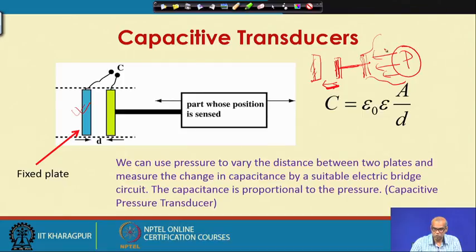So, accordingly, a capacitance will be formed. The change in capacitance can be considered as a measure of pressure. So, this now becomes a capacitive pressure transducer. We can use pressure to vary the distance between two plates and measure the change in capacitance by a suitable electric bridge circuit. The capacitance is proportional to the pressure. We will call such an arrangement a capacitive pressure transducer.